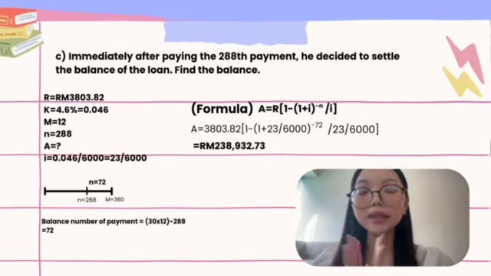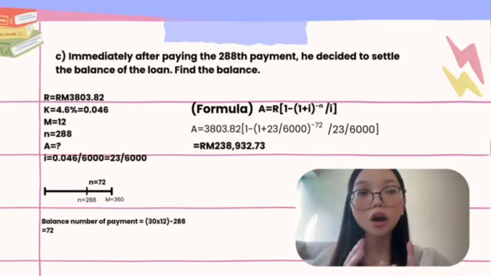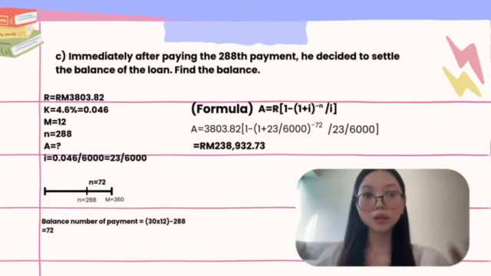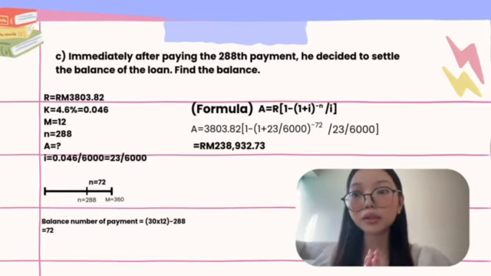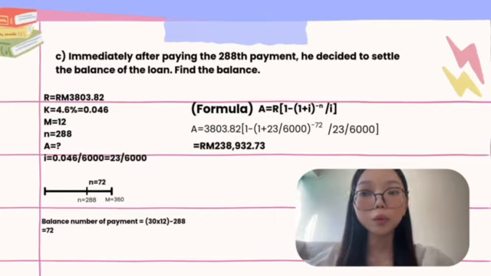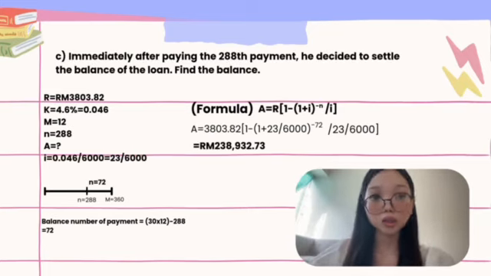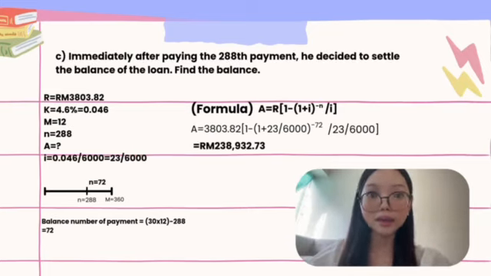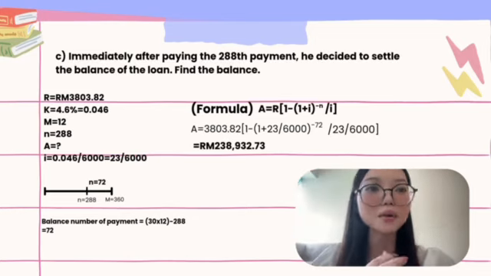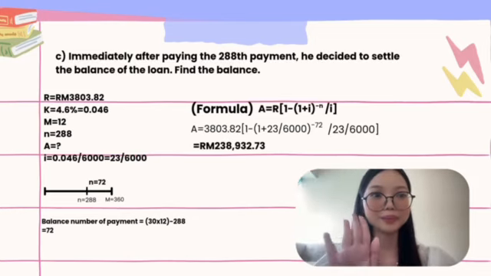So using the same formula, A equals R, open bracket, 1 minus, open bracket, 1 plus I, close bracket, power of negative N, divided by I, and close bracket. So it will be A equals 3,803.82, open bracket, 1 minus, and open bracket, 1 plus 23 divided by 6,000, and close bracket, power of negative 72, and divide by 23 divided by 6,000, and close bracket. So our answer will be RM238,932.73. And that is our balance that we need to find.